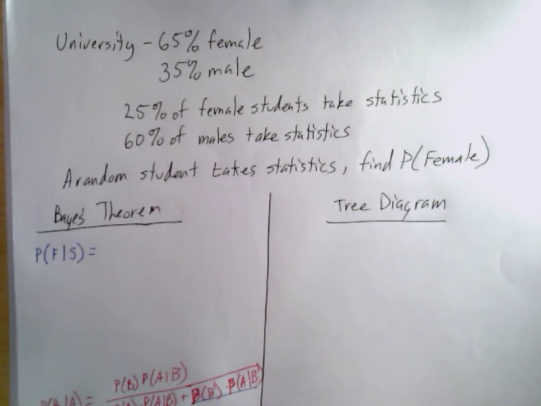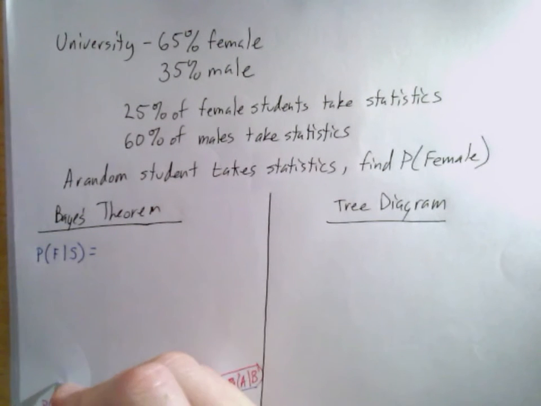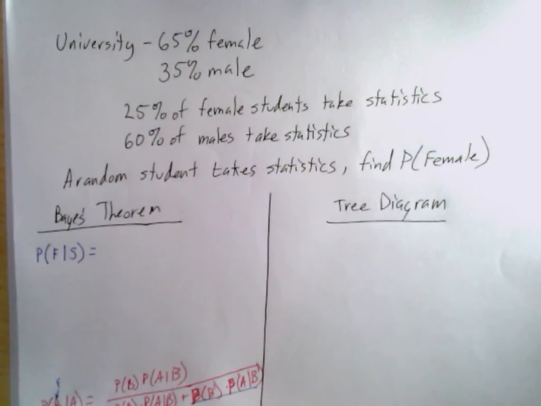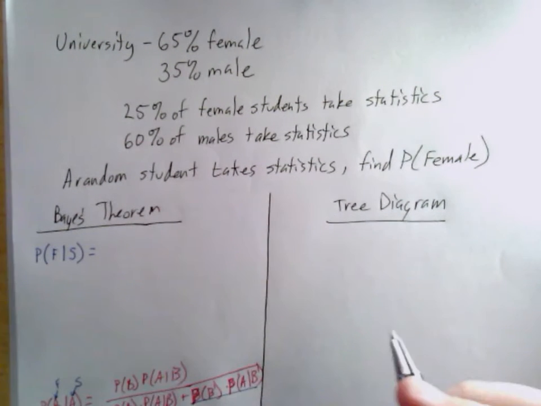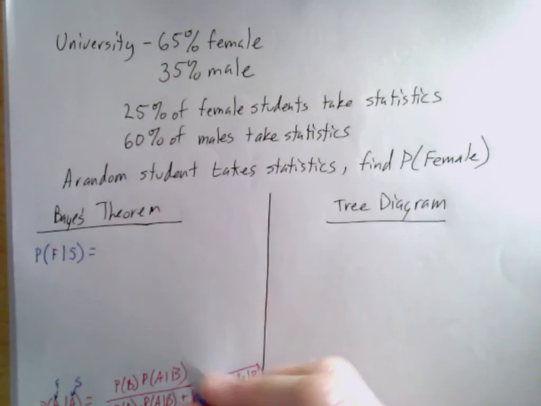And so we're going to go ahead. B is being female, therefore not B is male. A is taking statistics, and there's no not A, so we don't have to worry about that. So we should be able to just go straight in and use these formulas.